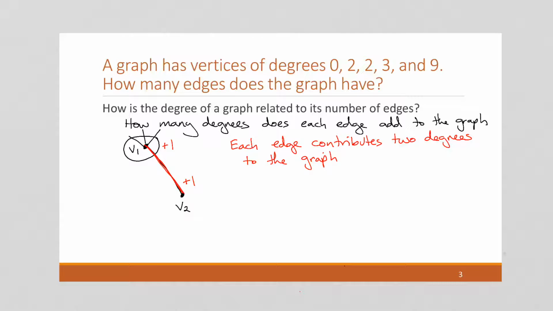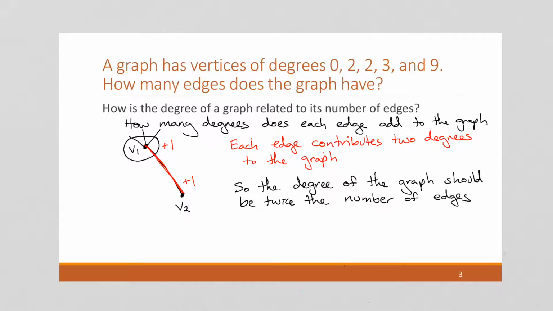Well, what does that mean? That means that the degree of the graph should be twice the number of edges, right? Since each edge contributes 2, the degree will be twice the edges. So we have the degree of a graph G is equal to twice the number of edges in G. Well, that's interesting, because that means the total degree of a graph is always even.